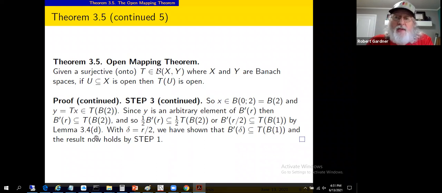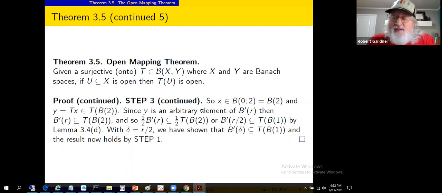Lemma 3.4 part D. So we get B prime of R over 2 as a subset of T of B of 2 over 2, T of B of 1. And that's what we were looking for. So there is an open ball of radius, it's called delta, R over 2. Open ball of radius delta that's a subset of T of B of 1. If we could find that, step 1 told us that T of U was open. Okay.